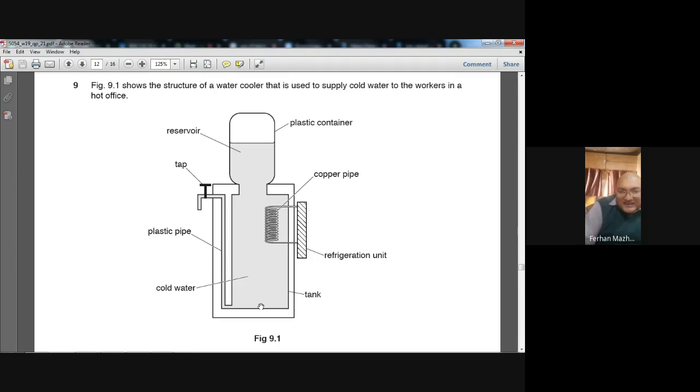Do you understand? Yes, sir. The heat of the hot water has gone through the copper pipe. The water is hot above here, and its heat has gone through this copper pipe. Copper pipe is absorbing the heat from the hot water. It's doing the cooling.